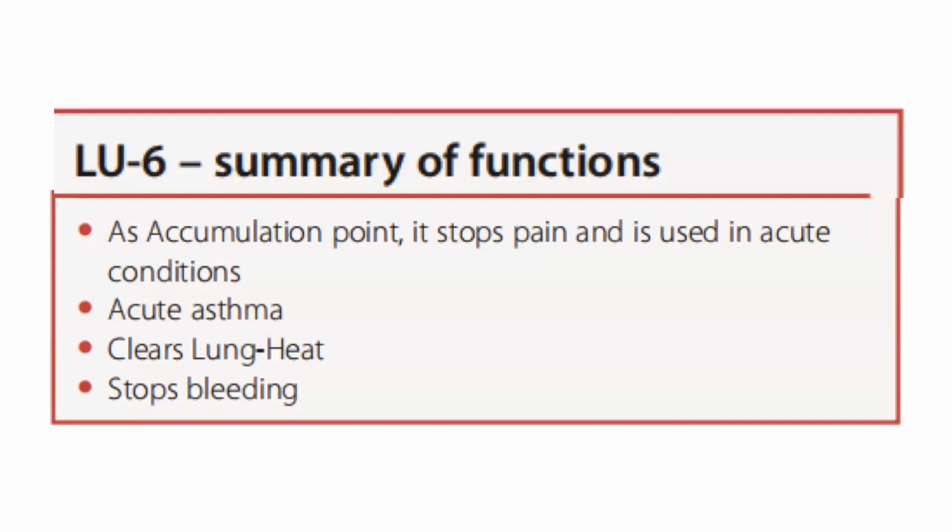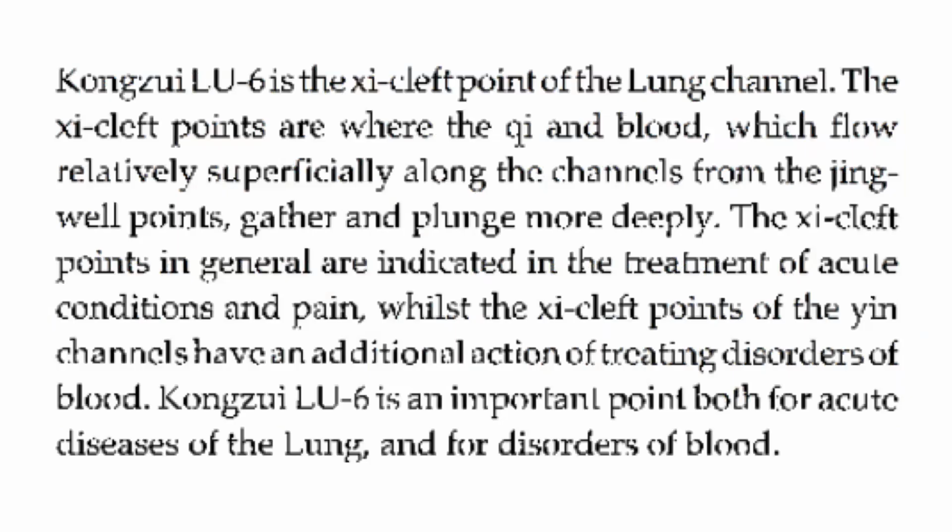In summary of its functions, Lung 6, as an accumulation point, stops pain and is used in acute conditions. It is also used in acute asthma. It clears lung heat and it stops bleeding.